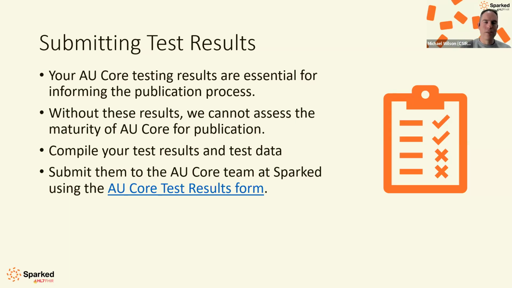Submitting test results. Testing is great, but what we really want is the results as well. So the testing results are essential for informing the publication process for AU Core. Without testing results, we can't assess the maturity of AU Core for publication. So part of the publication process is assessing that maturity. And we need to be able to say that this AU Core has been tested by different organizations, different types of implementations, so that we have confidence in it being fit for purpose.